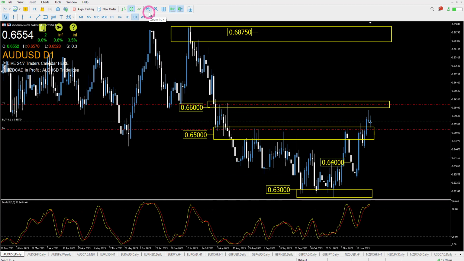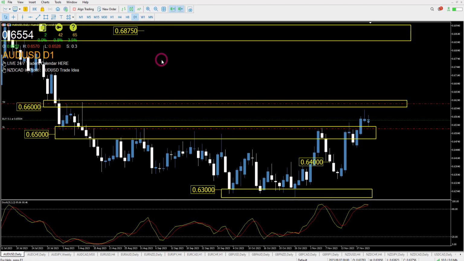Now, the reason why I've took it at 0.5% is because of where we are in terms of the daily level of support and resistance. Obviously, we've breached 0.65, which is great. We've had a bullish close yesterday. We have taken out yesterday's low, which isn't the best thing to look for.